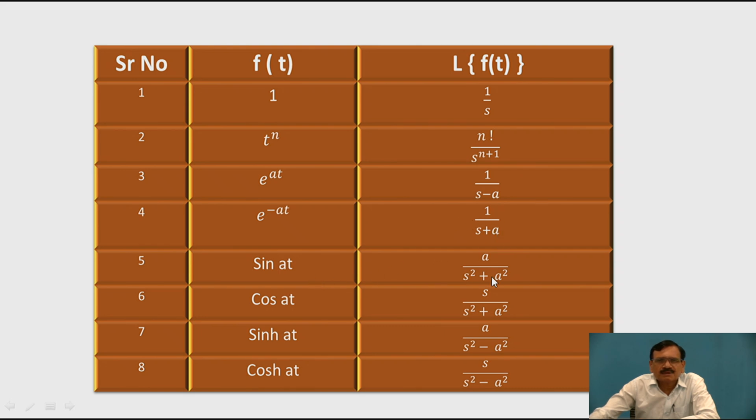The Laplace transform of sin at is a upon s square plus a square. The Laplace transform of cos at is s upon s square plus a square, and the Laplace transform of sinh at is a upon s square minus a square, and the Laplace transform of cosh at is s upon s square minus a square. Now, instead of using the definition of the Laplace transform, we can make use of all these standard formulae to find the Laplace transform of the given function by making use of the properties.